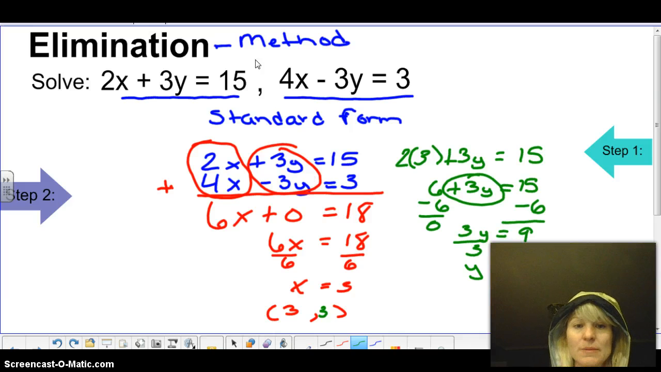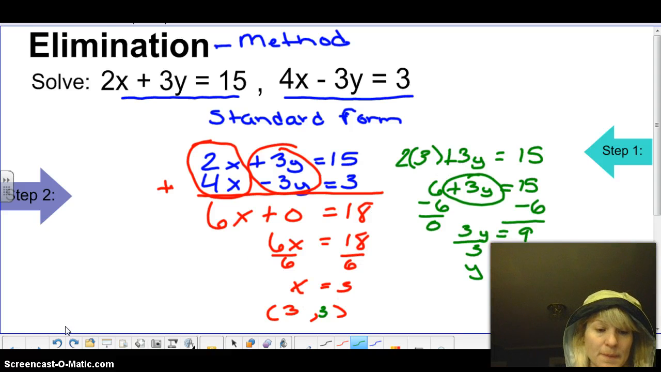Okay? So elimination is one of our methods, and the idea behind elimination is to eliminate one of the variables, either the x or the y. You just look to see which one's easier. And then you can find the value of one of those variables, and then you have to plug back in to find the other. So let's look at another example here.